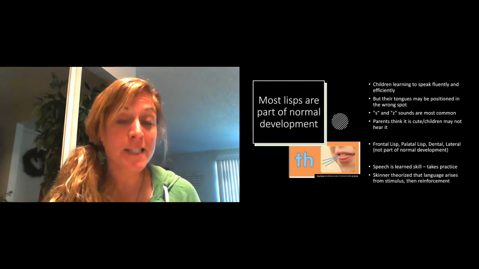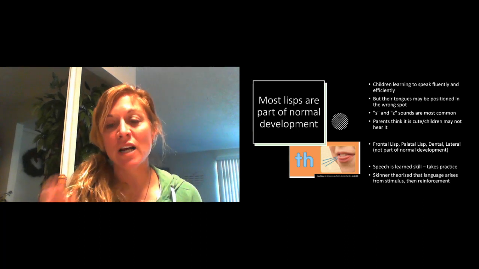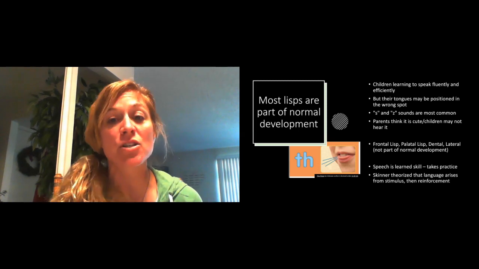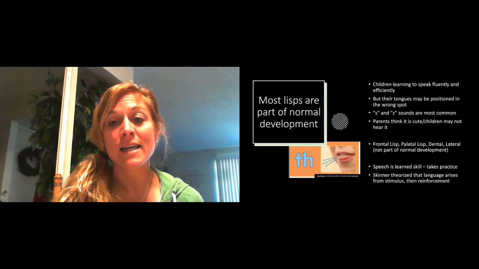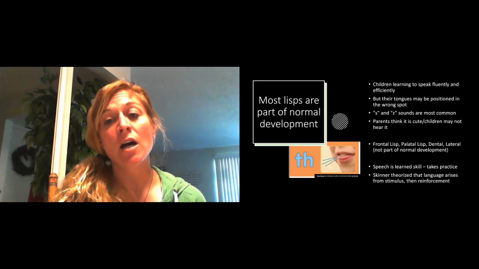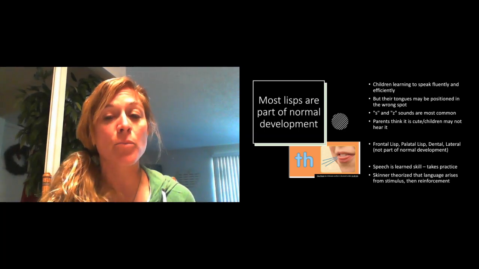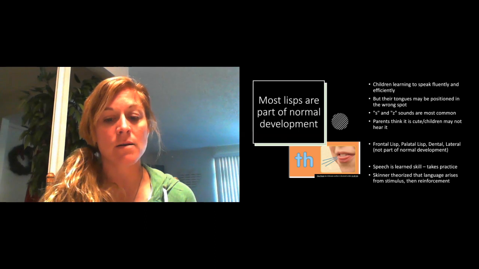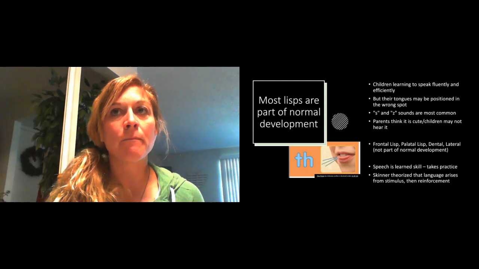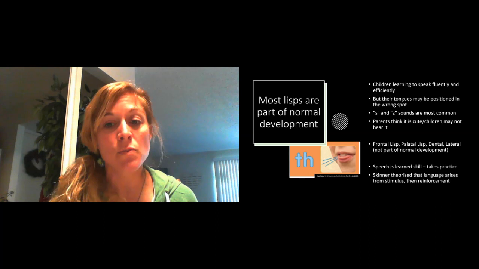So most lisps are part of normal development. As children are learning how to speak, they want to speak fluently and efficiently, but sometimes their tongues may be positioned in the wrong spot. So S, Z, and R sounds are the most common. Even though parents think it's cute, children may not hear it, and something probably should be done, especially if it's hindering their speech, in order for people to understand them as well.